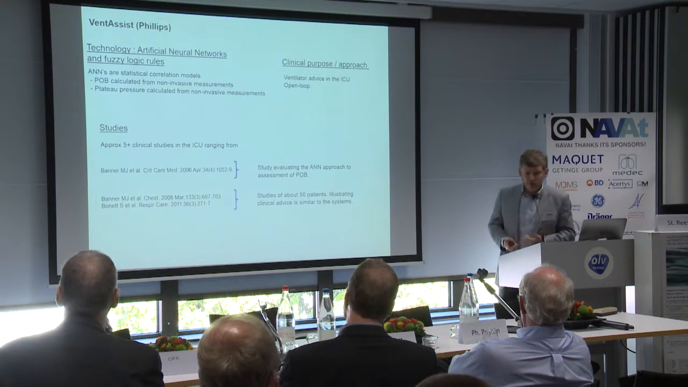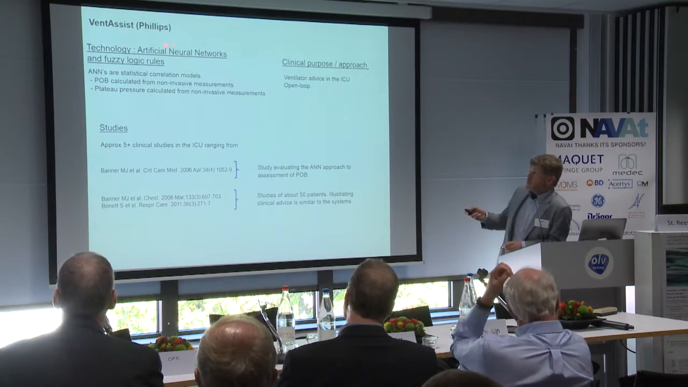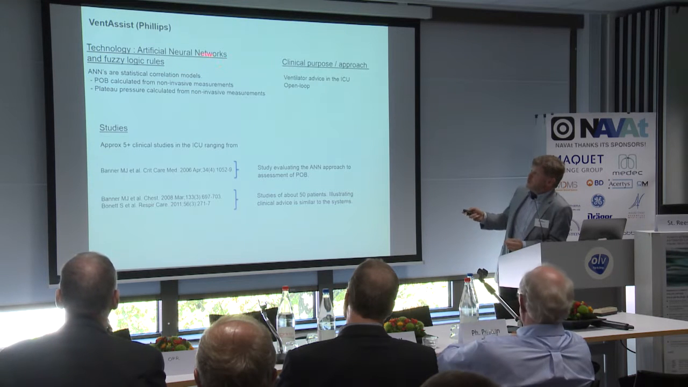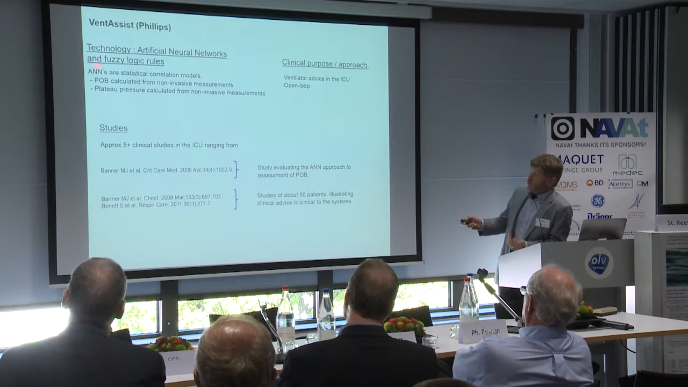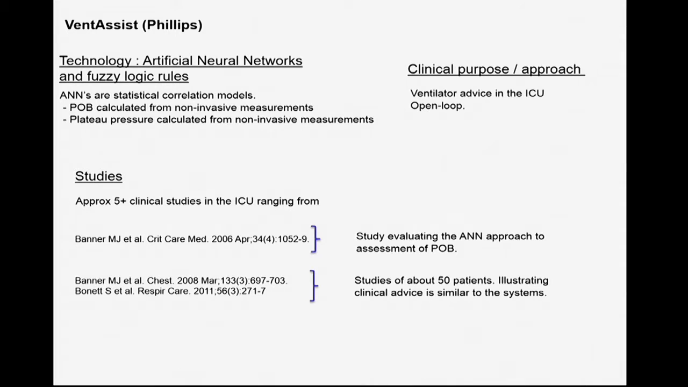Then again in the ICU, Philips have come with a Ventasys system, which uses neural networks and some rules with something called fuzzy logic on top, which I won't go into. It's an open loop system, so now it intends to interact with the clinician and provide advice. And the artificial neural networks, these black box statistical models, they are trying to remove the need for esophageal catheters.